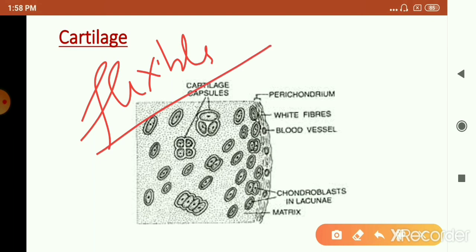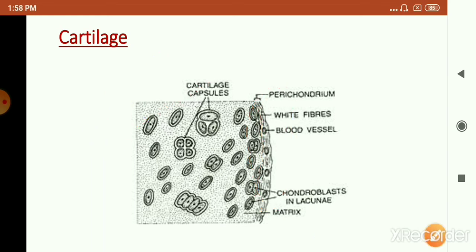It is flexible, it is non-porous because cartilages internally do not have a supply of blood capillaries, whereas bones have a supply of blood capillaries inside also. The cartilages will have a supply of blood only on the outside. So these are non-porous, flexible, supportive connective tissue, right? And the matrix of cartilage is homogeneous.